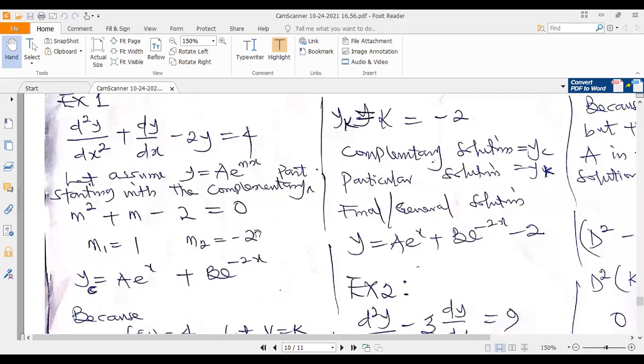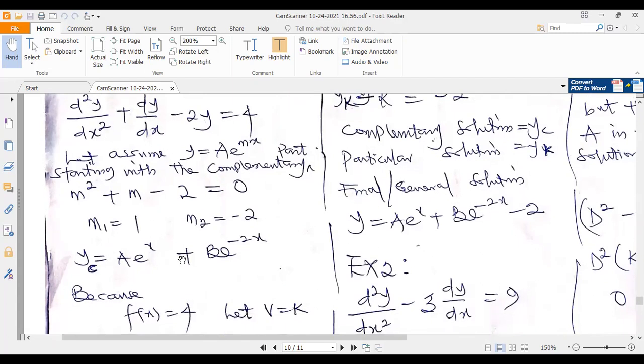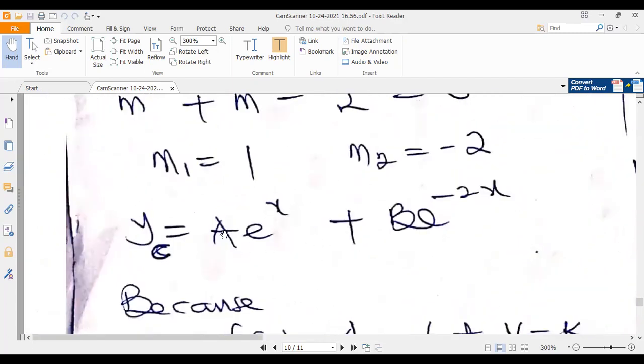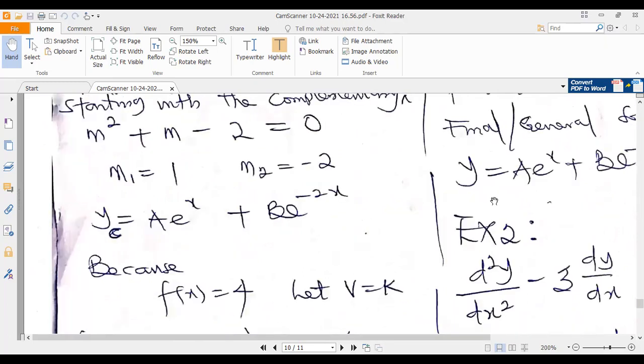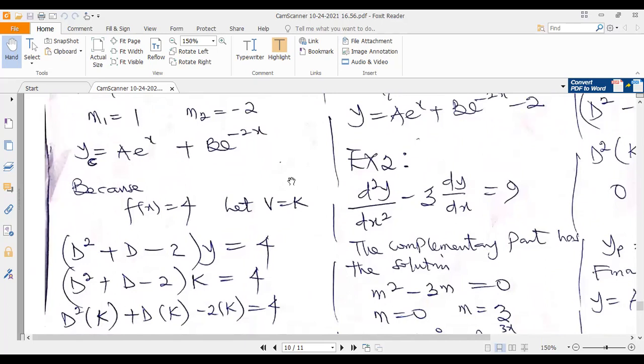So this is case 1, the case of b squared greater than 4ac. And what is the solution? The solution is y equals A exponential m1x plus B exponential m2x. So let's proceed.